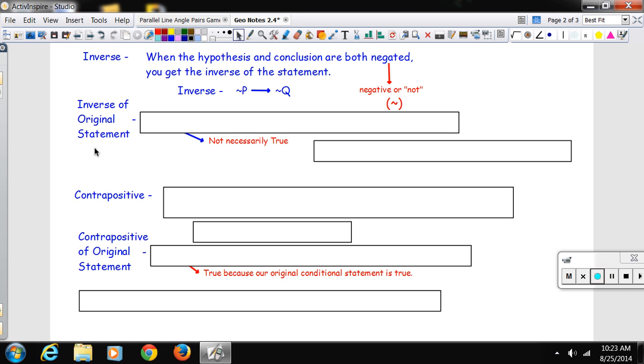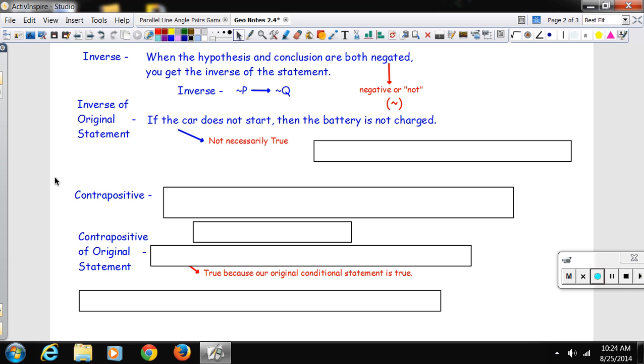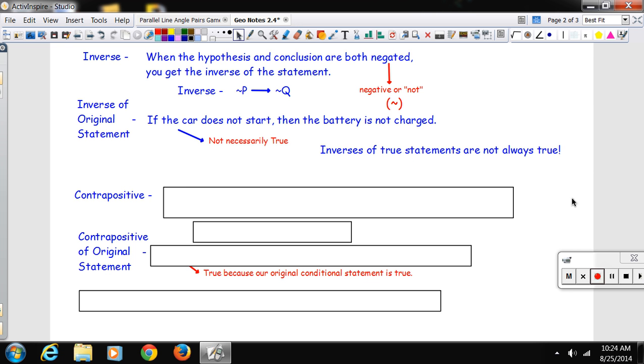Now, what was the original statement again, way back at the beginning of today? If the car starts, then the battery is charged. So the inverse would be when you make them both opposites. If the car doesn't start, then the battery is not charged. So that's making them both nots. And you might notice there, that's also not necessarily true. If the car doesn't start, it doesn't mean the battery didn't have energy. It meant something else might have been wrong too. So it's not necessarily a true statement. Inverses of true statements are not always true.